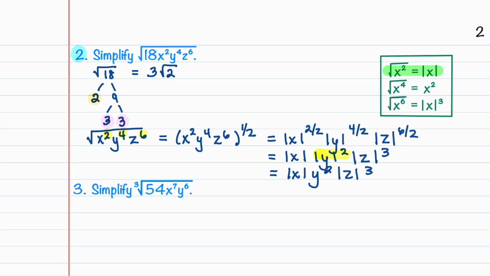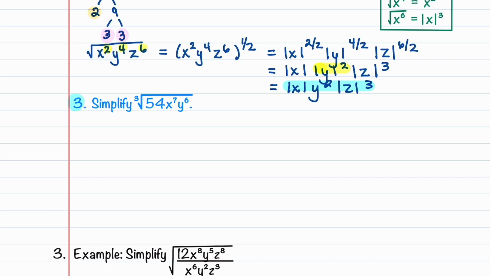Now let's go back up to the top and let's combine these two answers. We have this answer and we have this answer. This then gives us an answer of 3 absolute x, y squared, absolute z cubed, and then we have the square root of 2. And that's our final answer.